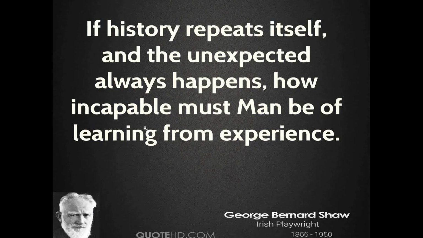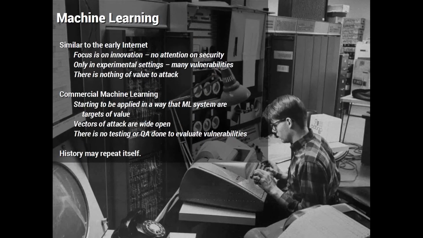And we're not going to talk about that anymore, but I'm using that as an example of a sequence of actions that I am suggesting could be repeated now with machine learning. And there's George Bernard Shaw saying, you've got to learn from the past. If we don't learn from our experience, we're going to wind up in the same situation. Machine learning is in a similar situation to the early internet. Right now, there's a lot of focus on innovation. People are excited by its capabilities. And I have not seen a single discussion about security of machine learning systems. It has generally been used in experimental settings where we've had great successes.